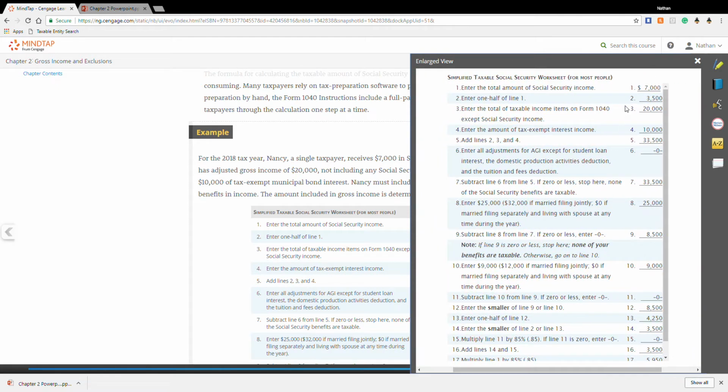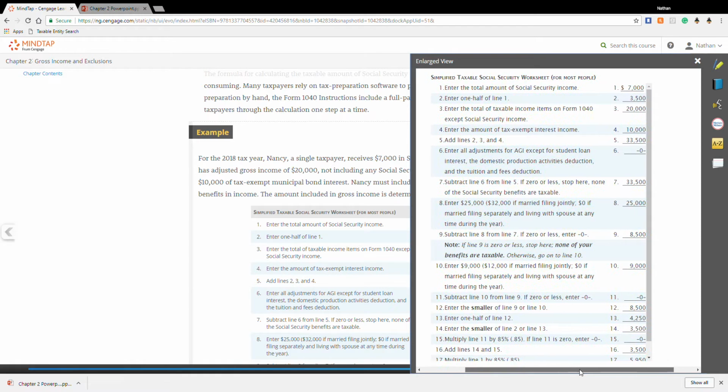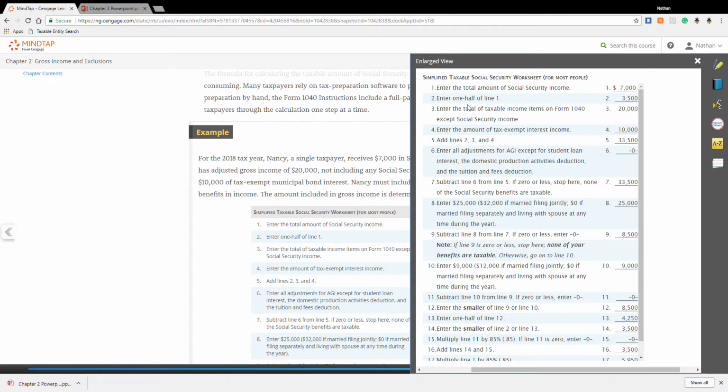So first we enter the total amount of Social Security, which is $7,000. Enter 1/2 of 7,000, because that's the amount of benefit she received, which is 3,500. Now we enter the total of taxable income items from 1040. So she received 20,000. We do not use the 10,000 because that was tax exempt. And that's the calculation for line 3.